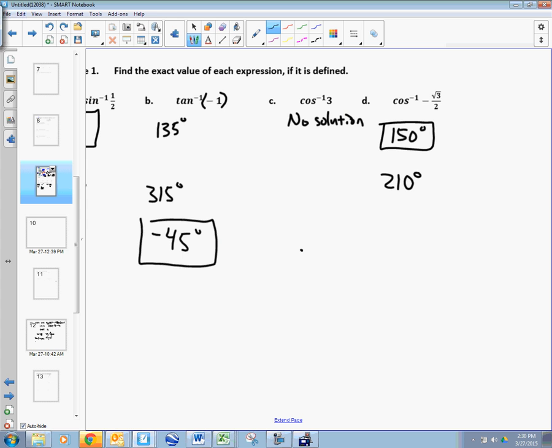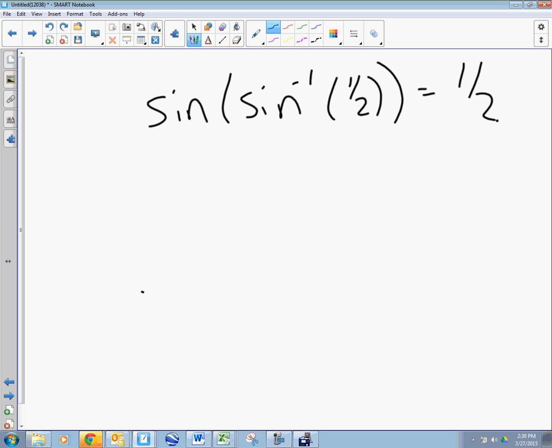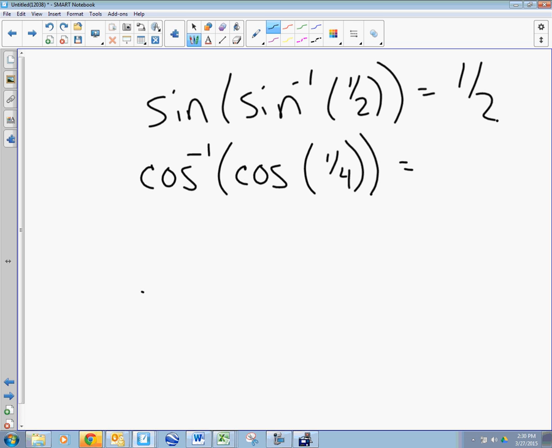Okay, so now I get to show you a really cool part. You're going to love this. Don't write this down because you won't need to. Sine inverse of 1/2. These are inverses. What do inverses do to each other? They cancel. So what is the sine of sine inverse of 1/2? It's a half.